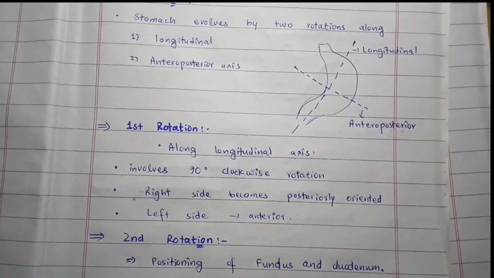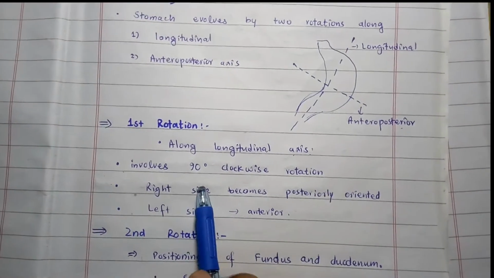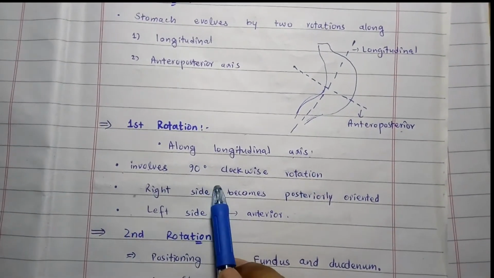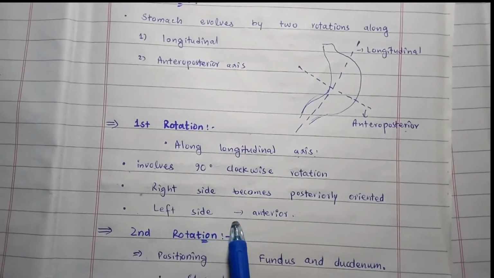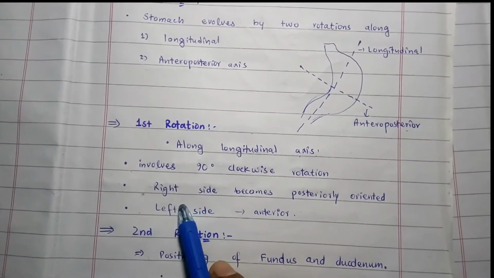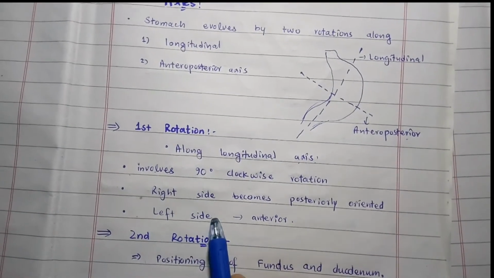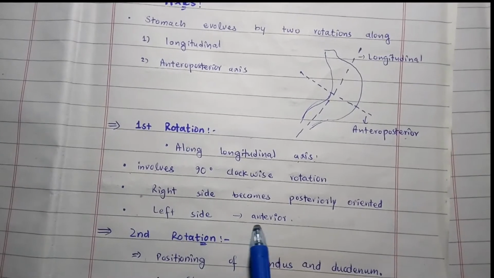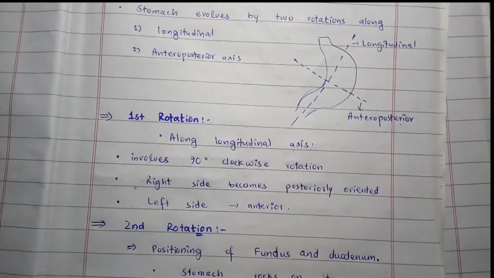In the first rotation, the stomach rotates along the longitudinal axis. It involves a 90-degree clockwise rotation, which results in the right side becoming posteriorly oriented, while the left side of the stomach becomes anterior. This is the result of the first rotation.